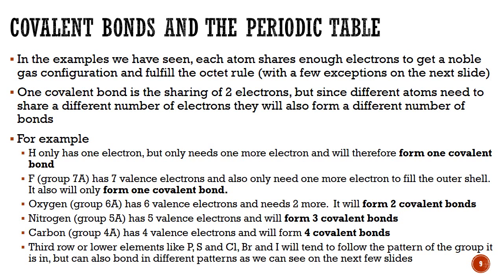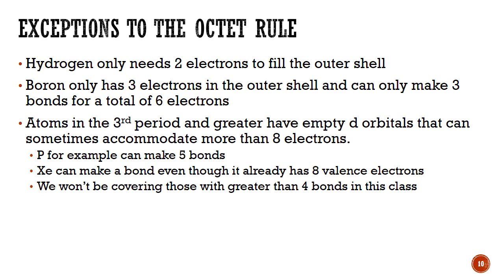Just as a side, some of the elements that are in the 3rd row or lower, things like phosphorus, sulfur, chlorine, bromine, they actually can have more than 8. So they can have different bonding patterns, and it has to do with d electrons, so they're not really following the octet rule. They can hold more than 8 electrons, but only if they're in the 3rd row or below. So here are some of the exceptions to the octet rule that you want to keep in mind.